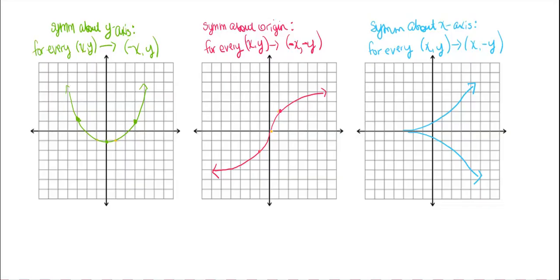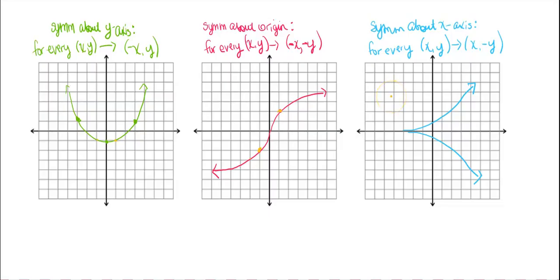So if I have the point 2, 1 on this graph, and it's symmetric about the origin, then I'm going to have the point negative 2, negative 1 on this graph. If I have the point negative 2, negative 3 on this graph, then I'm going to have the point 2, 3, which I didn't draw very accurately, on this graph. So if a graph is symmetric about the origin, then for every x, y value you have on the graph, you're going to have a negative x, negative y on the graph as well.